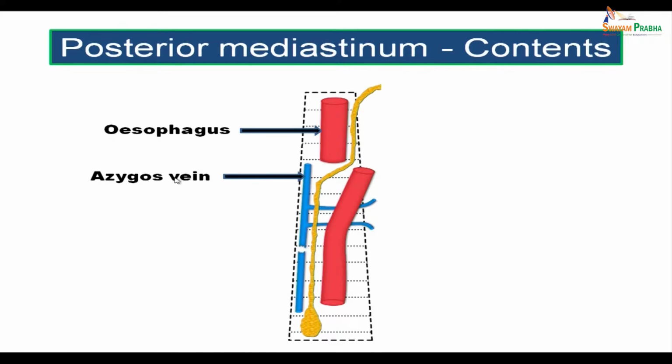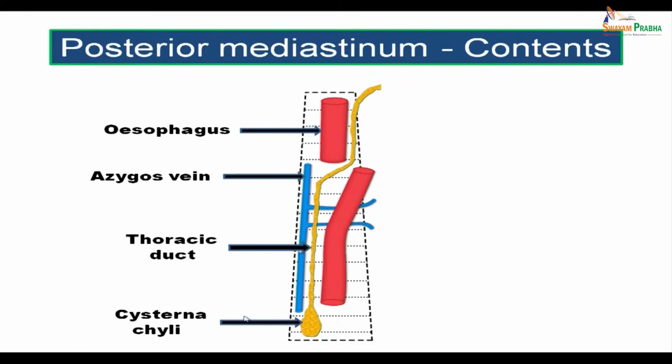The next content is the azygous vein, which slightly lies on the right side of the midline. It is to the right of the aorta, separated from the aorta by the thoracic duct, which is the continuation of the cisterna chyli. And you find the descending thoracic aorta itself slightly to the left of the midline. Posterior to the aorta and the thoracic duct, you find the hemiazygous veins running across the midline and ending in the azygous venous system.